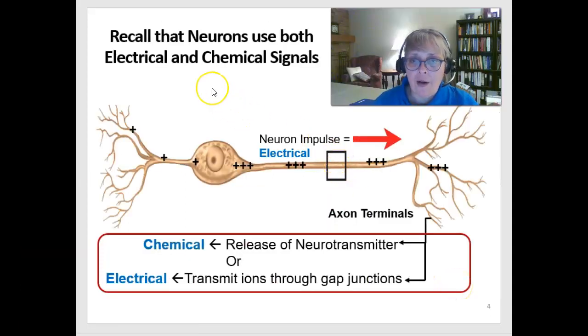So you may recall electrical and chemical signals. The electrical signals that they use we're going to talk about in a second, but you already know that there's a current that travels the length of a neuron, and that's through multiple action potentials occurring down the length of the axon and ending in the axon terminal.